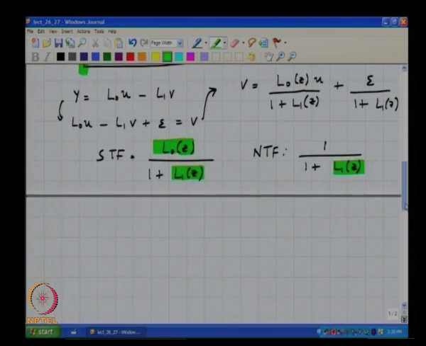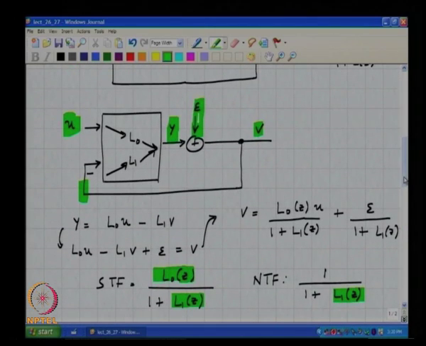Alright. So, this family of delta sigma converters, where the NTF is realized using a single loop as opposed to a dual loop structure, which we will see going forward, is quite simply called a single loop structure.